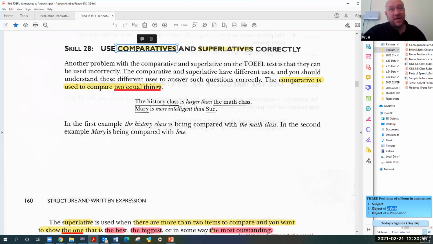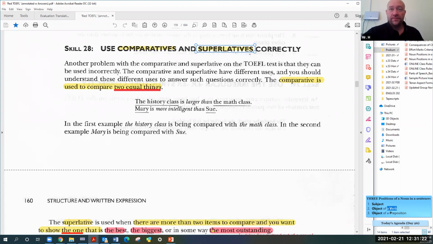Okay. What about superlative? Comparative between one, the biggest, or one out of many. Okay. Just remember that it's one of many. Okay. All right.